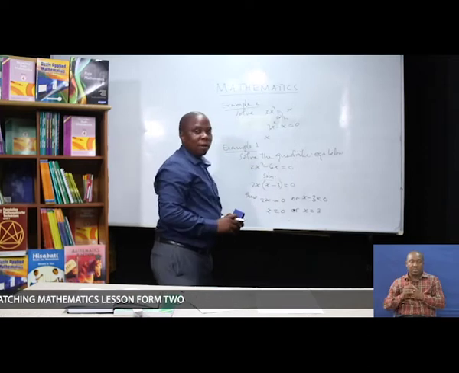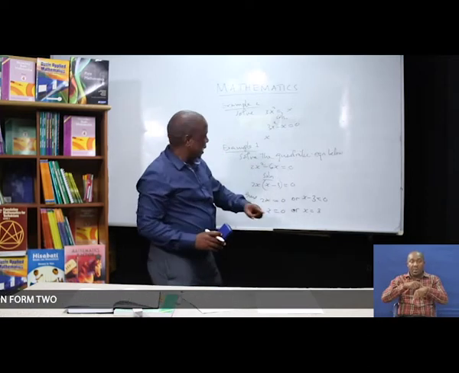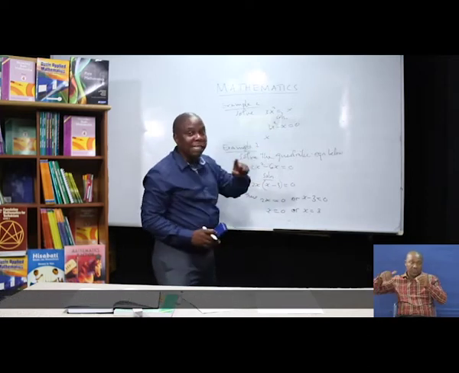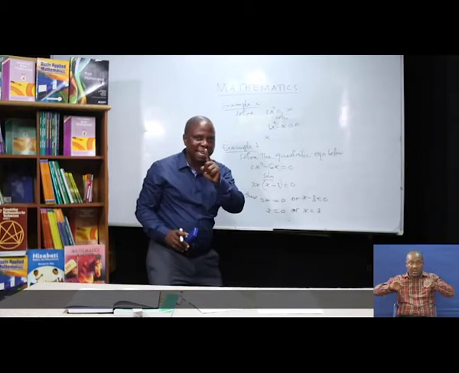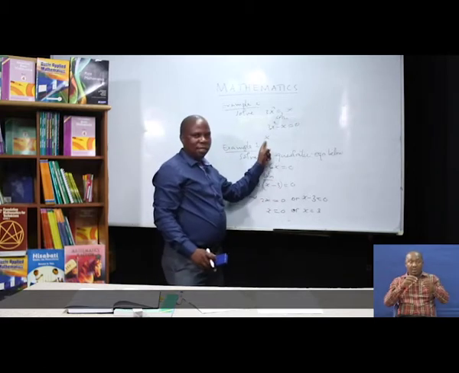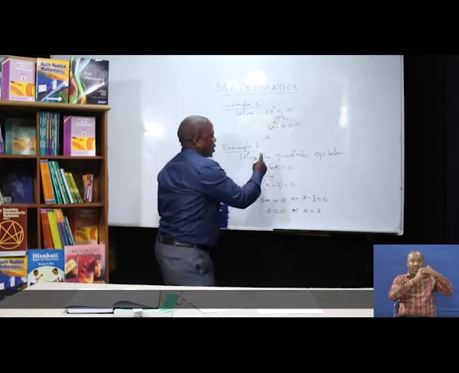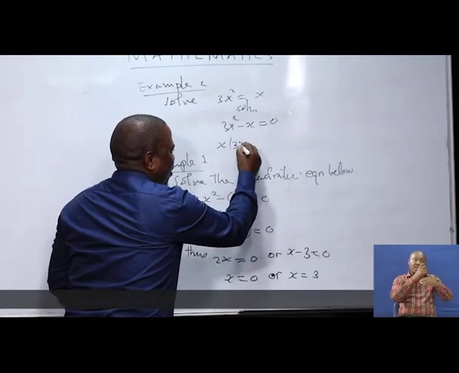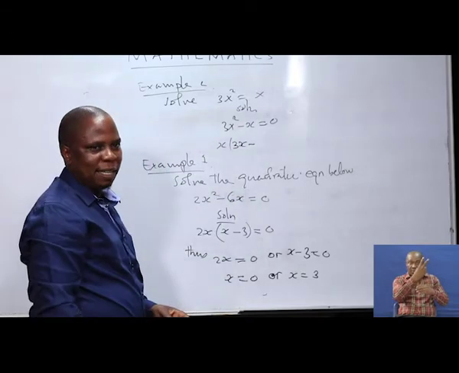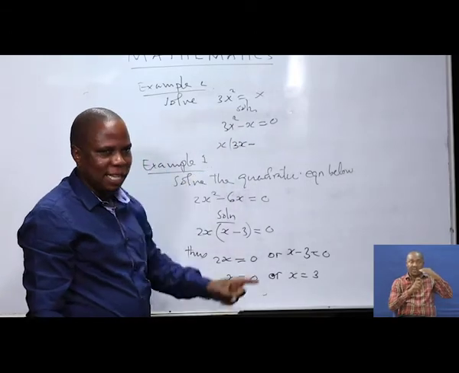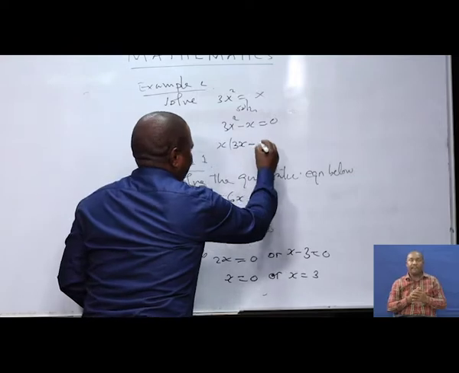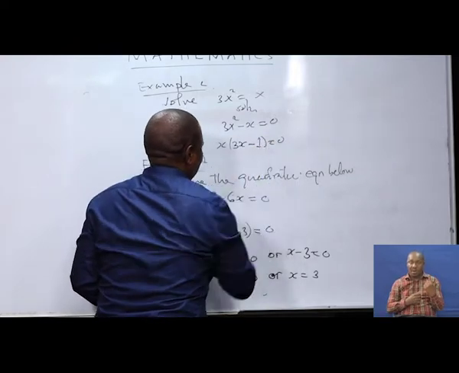I have told you, when you take it out, it is the same as dividing each of these terms by the term which you have taken out. You have taken x out. So divide 3x squared by x. One of the x's will cancel. You remain with 3x minus, and if you divide x by x, you get 1. That is 1 here. This is equal to 0.